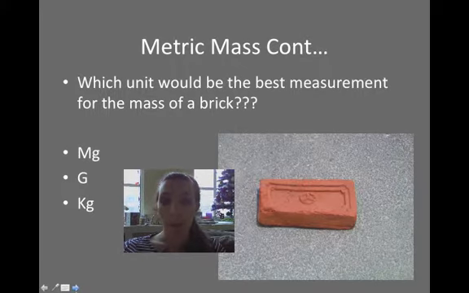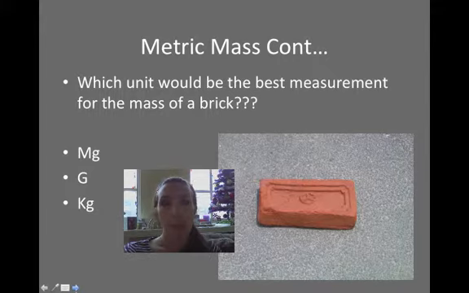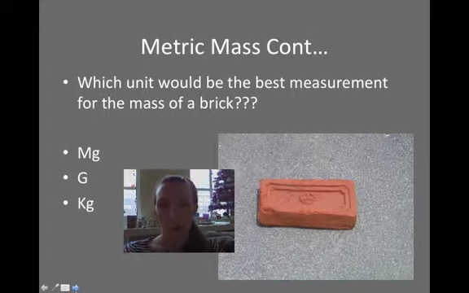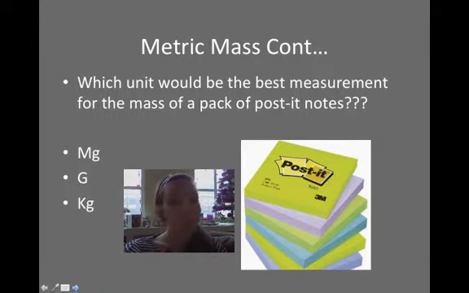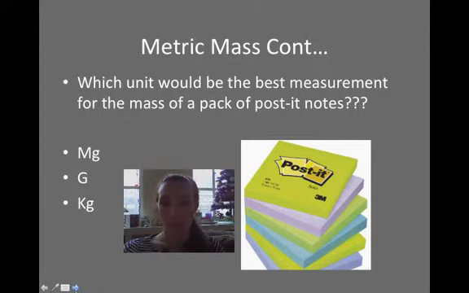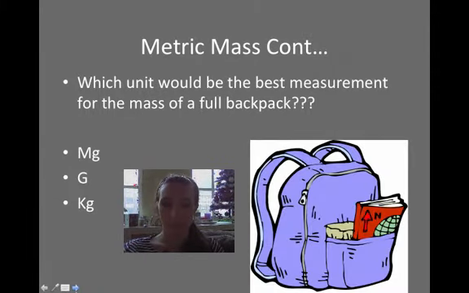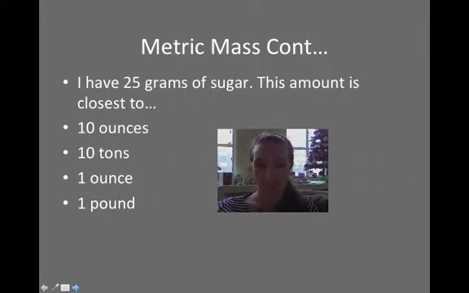The mass of a brick, the best unit for that would be kilograms. If 1 melon, like a watermelon, and actually not even half a watermelon, probably weighs about 1 kilogram, or like one of those really small watermelons, then a brick is going to weigh a couple kilograms. Okay, and which unit would be the best measurement for the mass of a pack of Post-it notes? Grams would be the best metric unit for that. Okay, a full backpack with all your books and stuff in there, the best unit would be a kilogram.